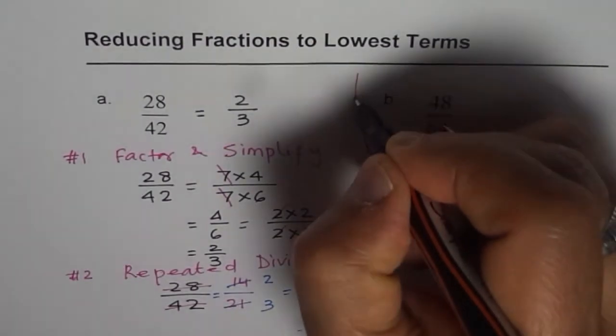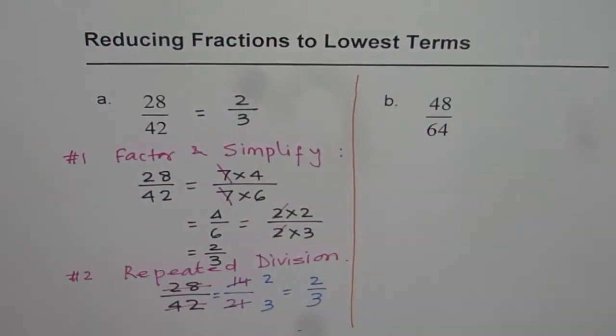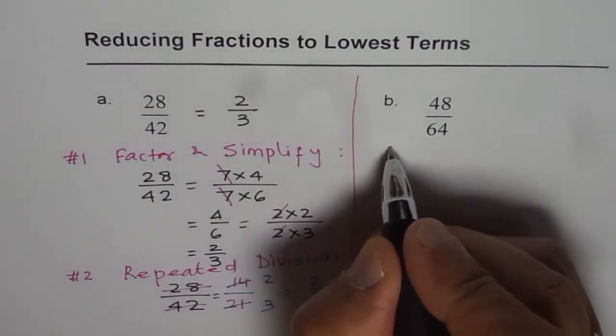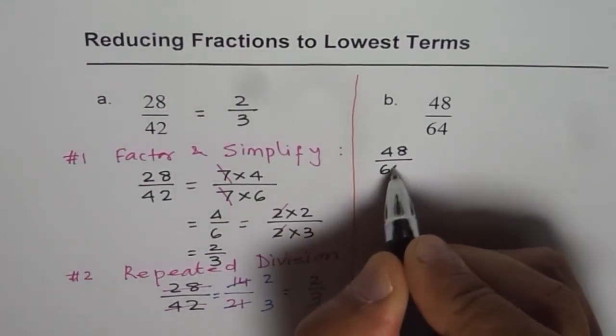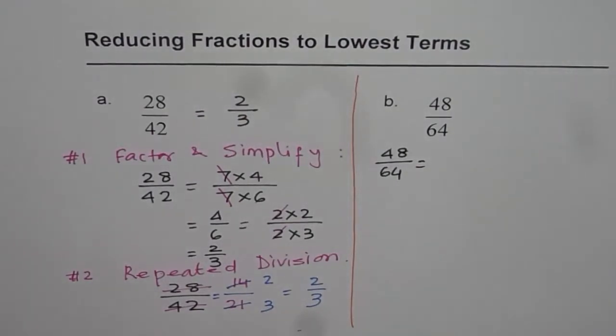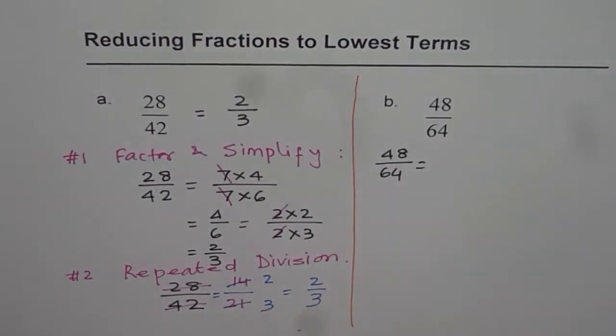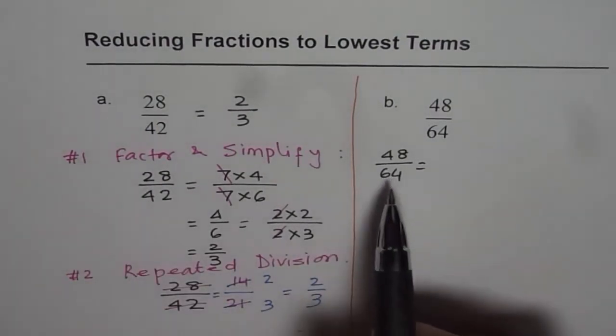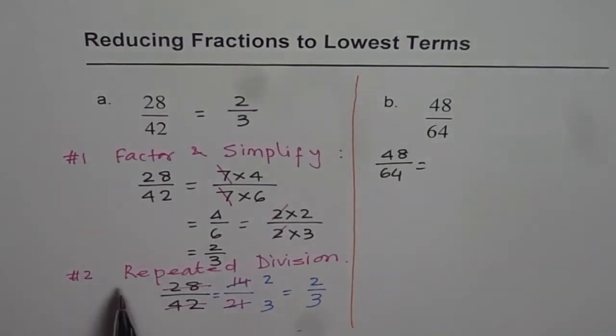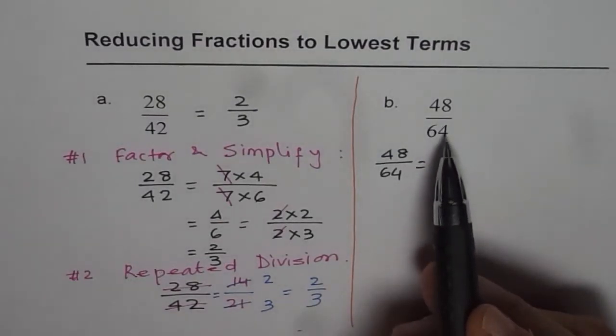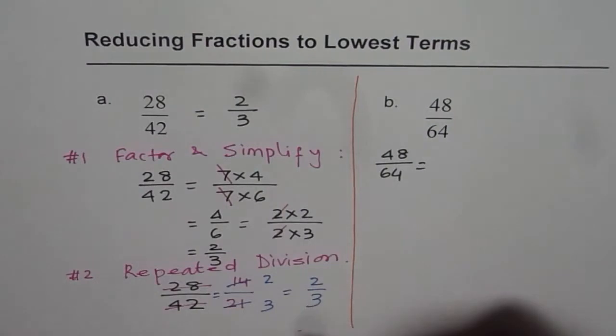Okay, let's do this now for part B. We'll repeat both methods and see whether we have really learned the process. 48 over 64. If I try to write this in factored form, it becomes difficult as the numbers get bigger. So factor and simplify is not a good method for big numbers. But with repeated division, it doesn't really matter. There may be more steps, but we can quickly divide and get the result. So if the numbers are bigger, repeated division is better than factor and simplify. Anyway, we'll apply both methods this time.